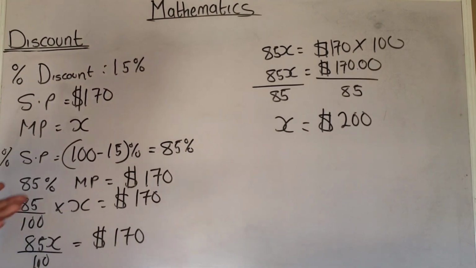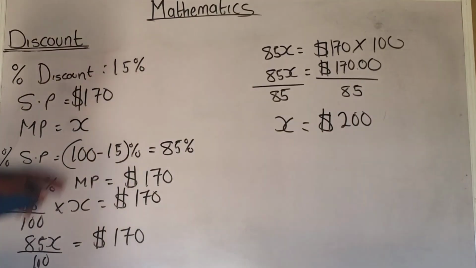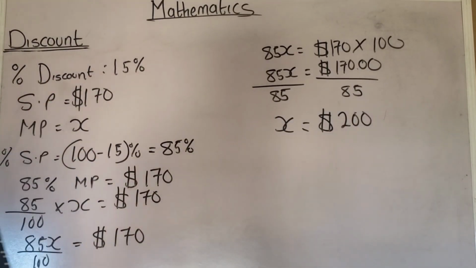You understand? So let's say the question says you should calculate the discount amount. I'm very sure you can do that. The discount amount is equal to the difference between the marked price and what? The selling price. That is $200 minus $170. That will give us the discount amount. Okay, that is how to go about the question.